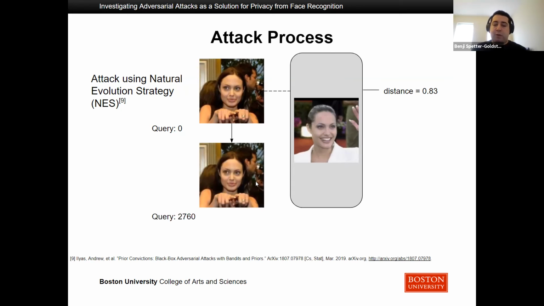But then we perform some amount of queries and check each time to see if we're increasing the distance or not. If we're increasing the distance, we keep on adding some amount of very slight noise to the image in that direction. As an example, we are now at query 2760, and we find the distance is over the threshold, which means the attack is complete, even though maybe the image doesn't look that different to us now. The computer now thinks these are different people.